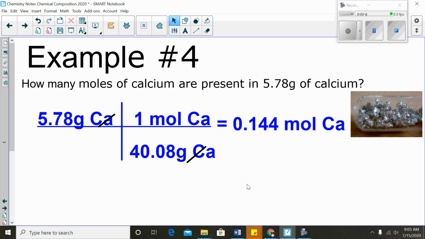Now how to solve this? You will take 5.78 times 1 and then divide by 40.08. And now your answer, rounded, will be 0.144 moles of calcium, which is significantly less than 1 mole because we had significantly less than the mass we see on the periodic table. And I rounded in this manner to match my significant figures of what I started with. So 5.78, 3 significant figures, 0.144, 3 significant figures.